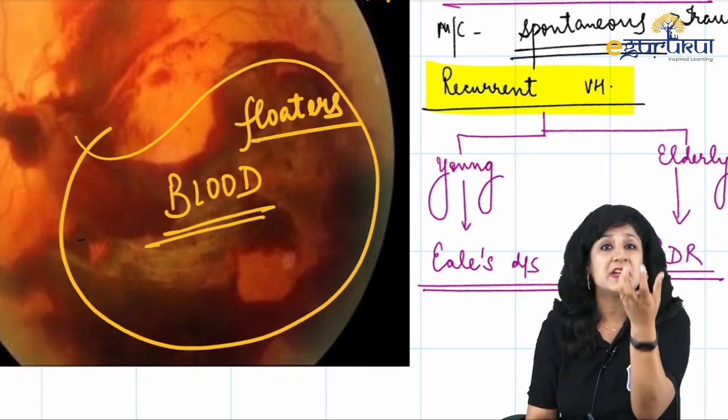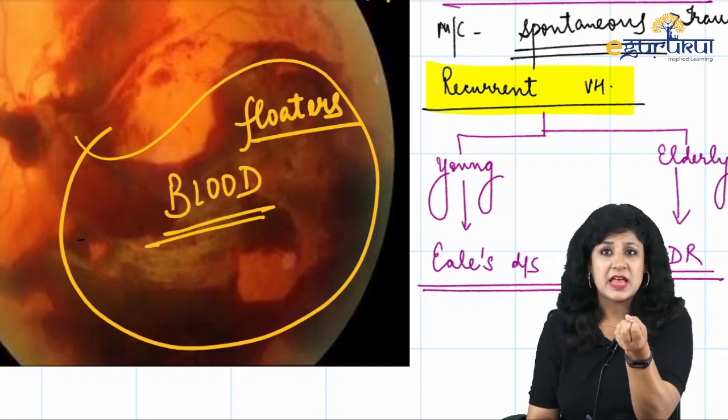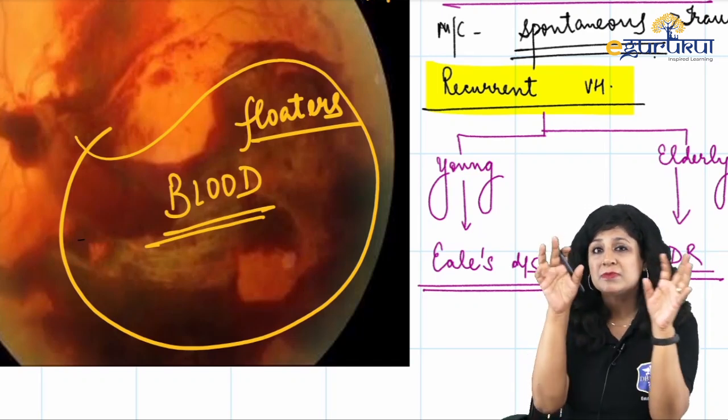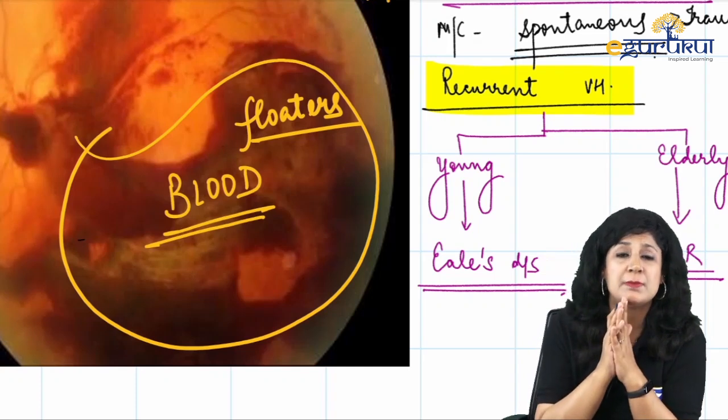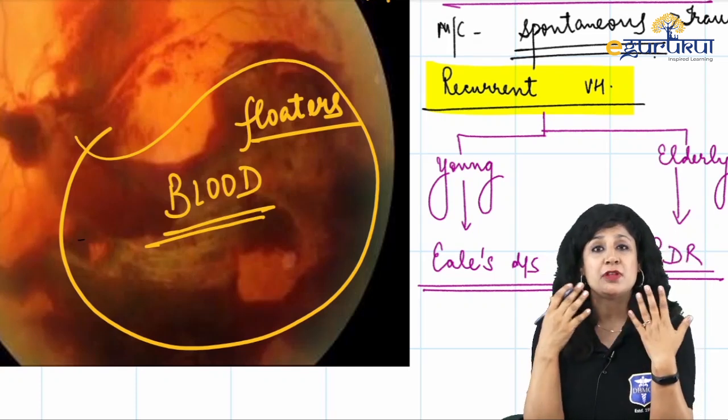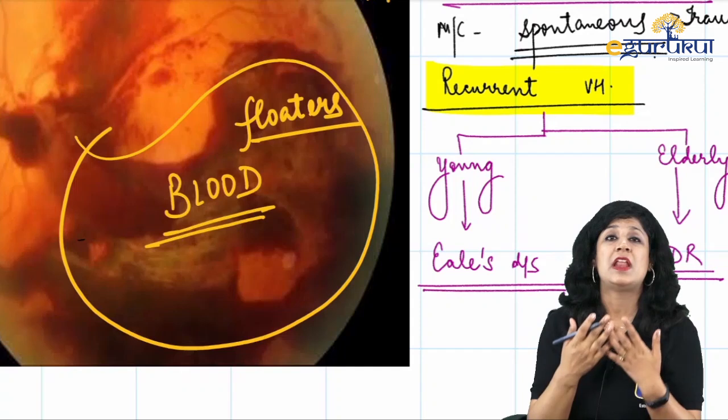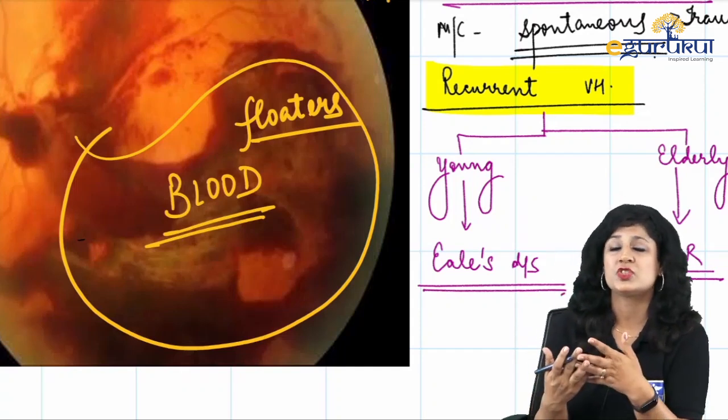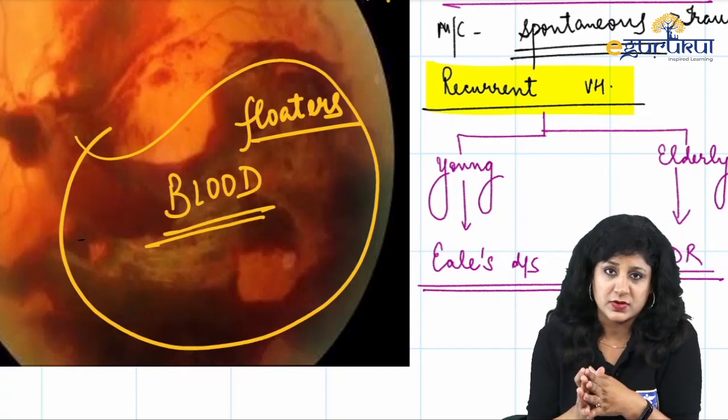Why? Because vitreous is gel-like, and due to this hemorrhage there will be clumps. These clumps are seen as the floaters or the black spots. Obviously there will be absence of the red glow. You will have sudden painless diminution of vision. Think about the vitreous hemorrhage.